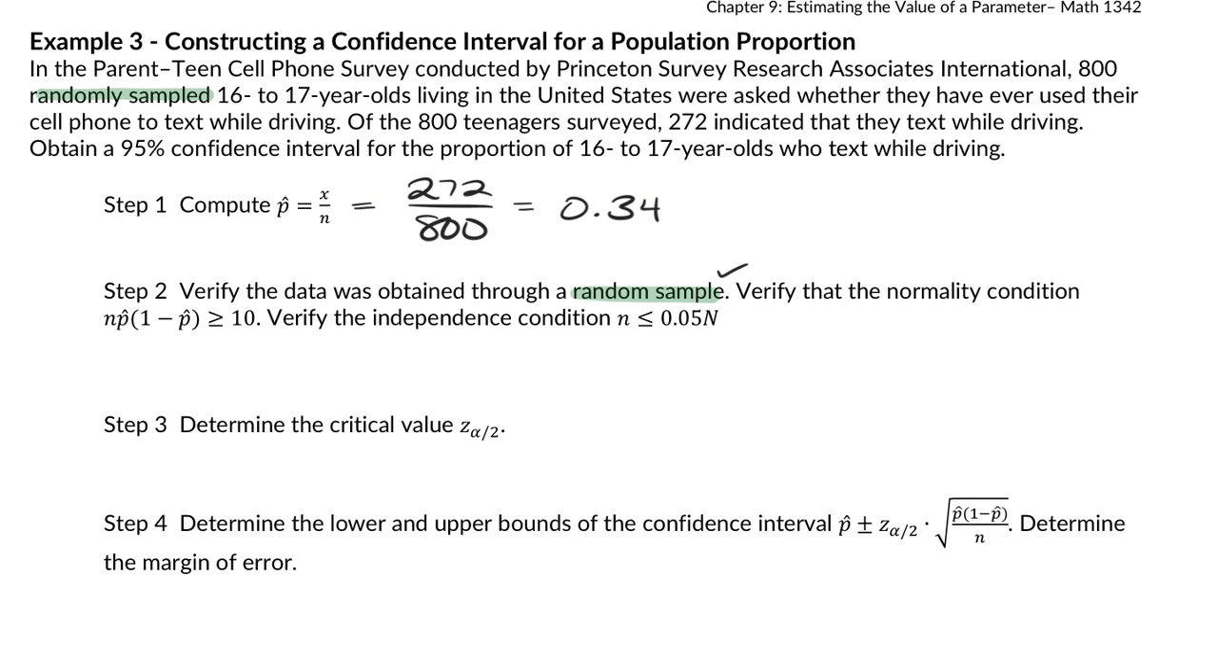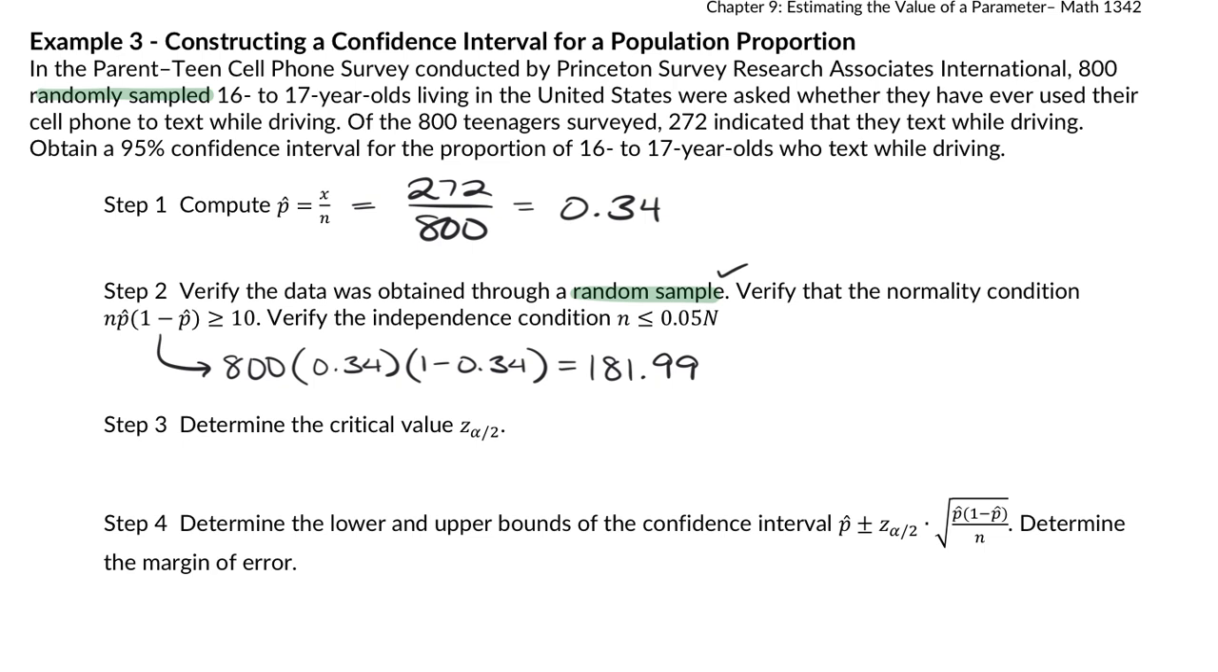n times p hat times 1 minus p hat needs to be greater than or equal to 10, so let's do this real quick. The number of people surveyed is 800. P hat we just found to be 0.34, so 1 minus p hat is 1 minus 0.34. Somebody in their calculator, what is that number rounded to 2 decimals?